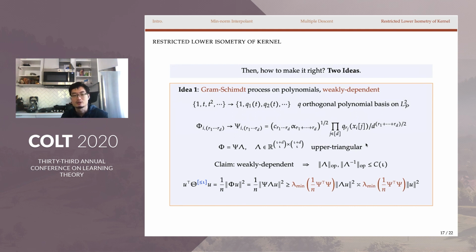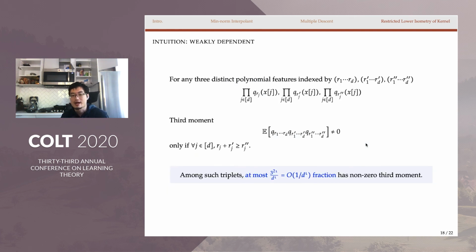The first idea: we apply a Gram-Schmidt process to make the features orthogonal. Now theta under expectation will be a diagonal matrix. But the price we have to pay is that we lose independence of features. But we have a third moment inequality, which is like a triangle condition. With this condition, we do some very tricky calculations and get our work done.